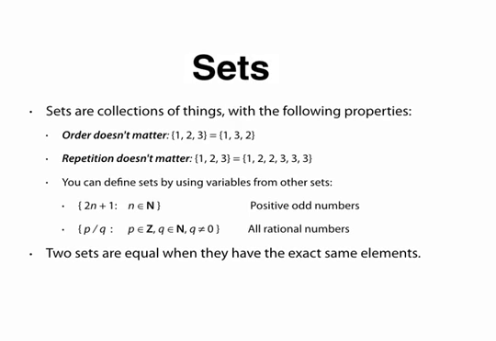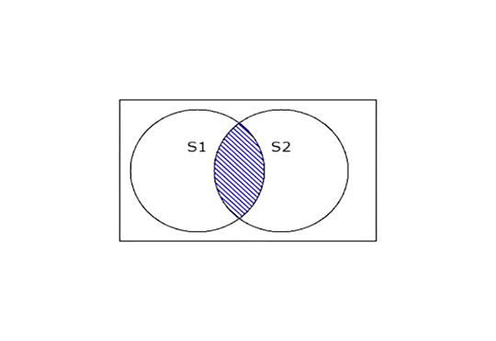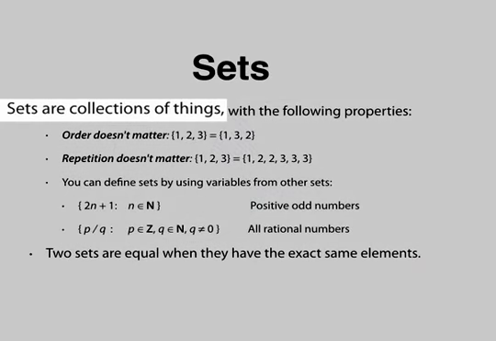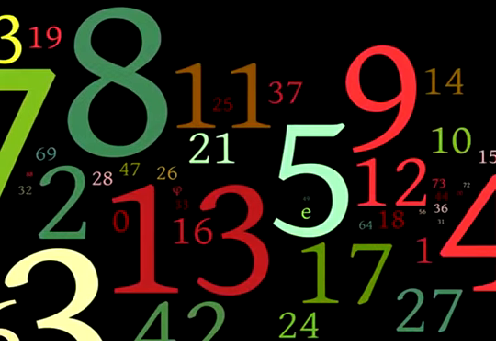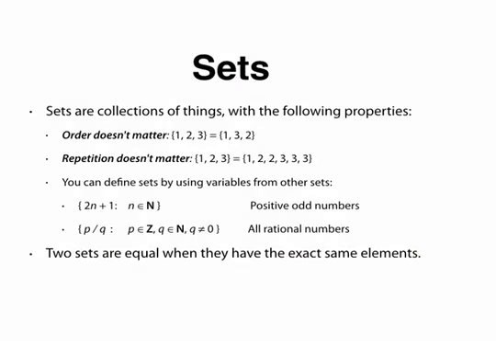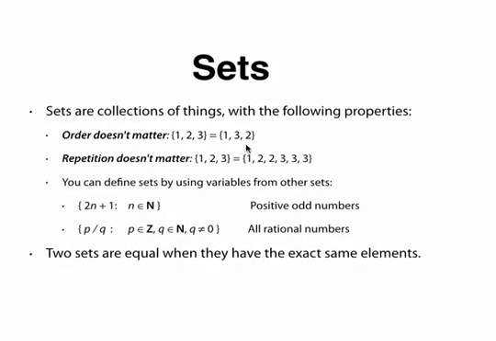So sets are basically a mathematical construct that people use to denote a collection of things. Any kind of collection. It could be a collection of bananas, a collection of apples, or a collection of numbers. And when we talk about sets in math, they have the following properties. The order, first of all, doesn't matter. So if you have a set in a different order and you rearrange the elements, it's still the same set.